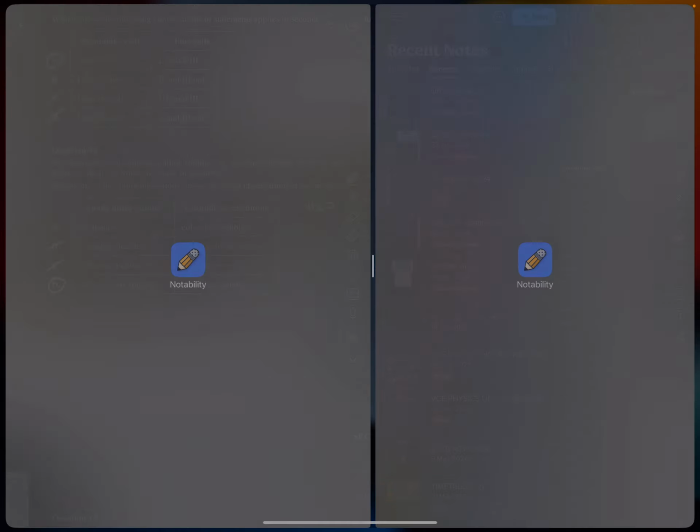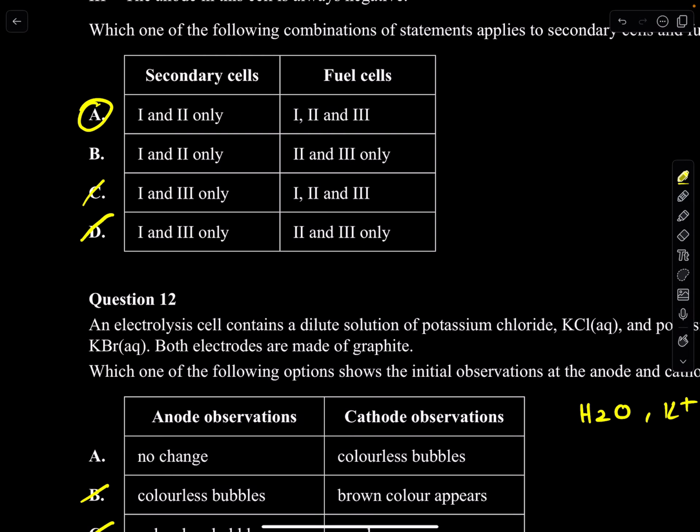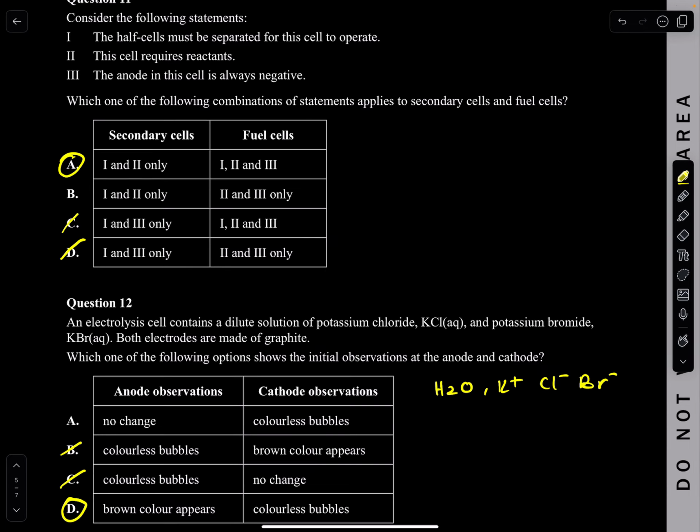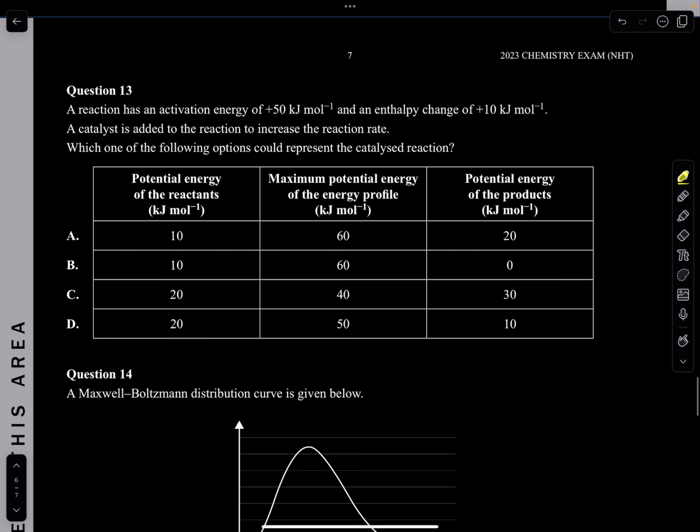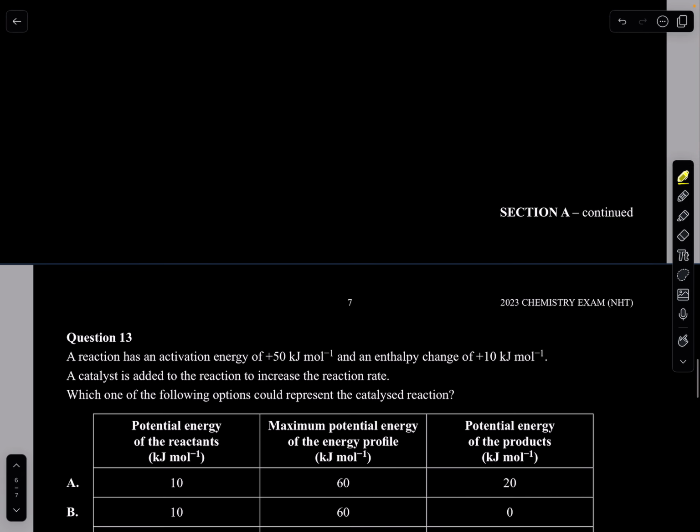Let's have a look at the next question. All right. Question 13. A reaction has an activation energy of 50 kilojoules per mole and an enthalpy change of 10 kilojoules per mole. A catalyst is added to the reaction to increase the rate of reaction. Which of the following options would represent the catalyzed reaction? So we have the potential energy of the reactants, the maximum potential energy of the energy profile, and the potential energy of the product. Easy. Let's have a try at drawing this.